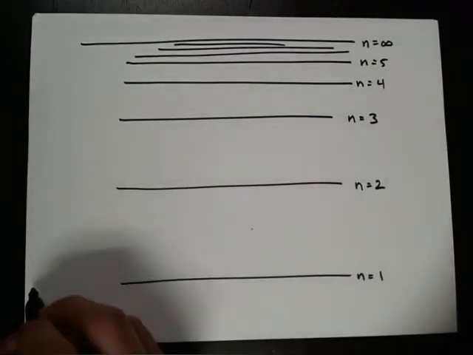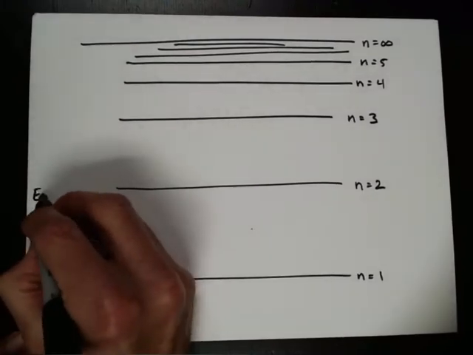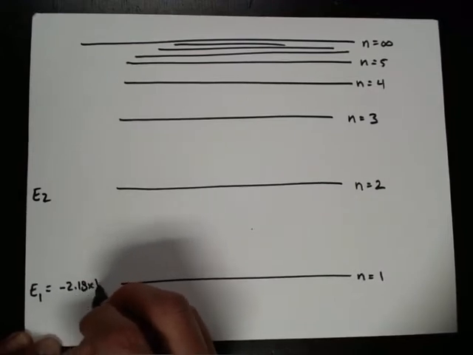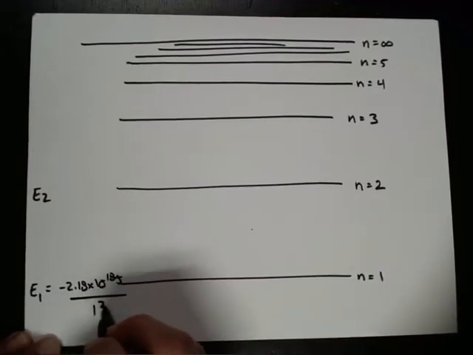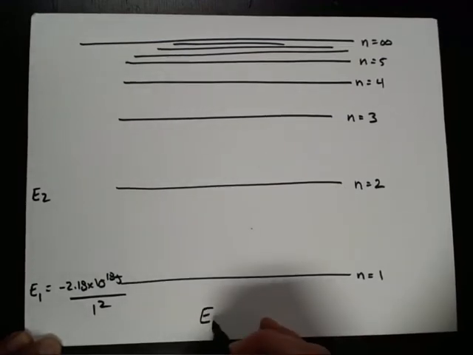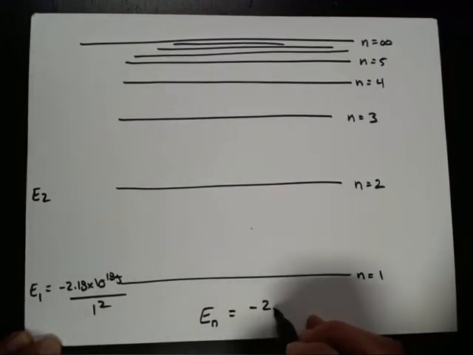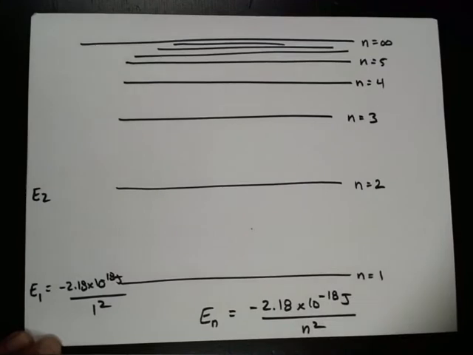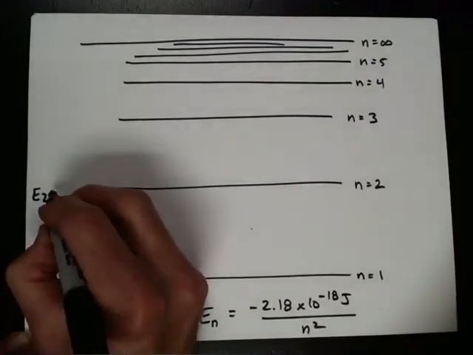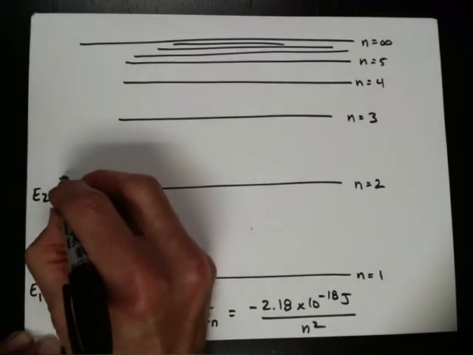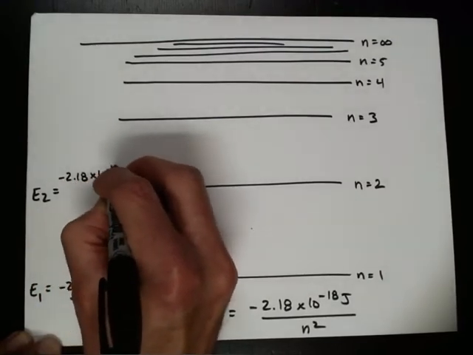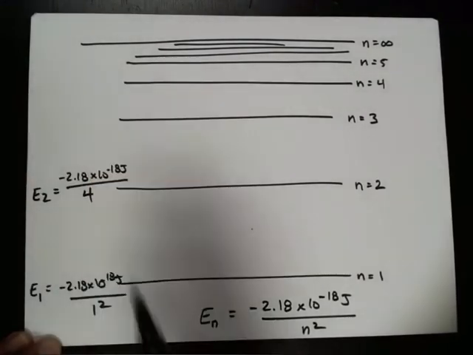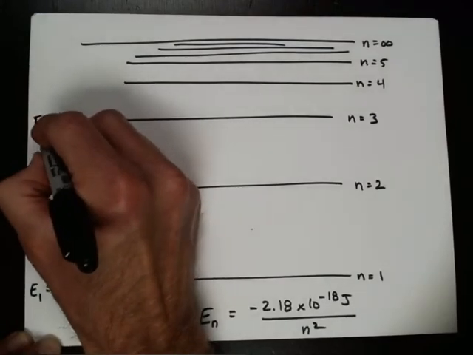And we could calculate the energies of all these levels. Of course, we just showed that the first shell is going to be negative 2.18 times 10 to the negative 18 joules divided by 1 squared. Because we have this equation, the energy of the nth level is going to be minus 2.18 times 10 to the negative 18 joules divided by n squared. So the energy of an electron in the second shell is going to be negative 2.18 times 10 to the negative 18 joules divided by 2 squared, which is 4. The energy of an electron in the third shell, what should that be?